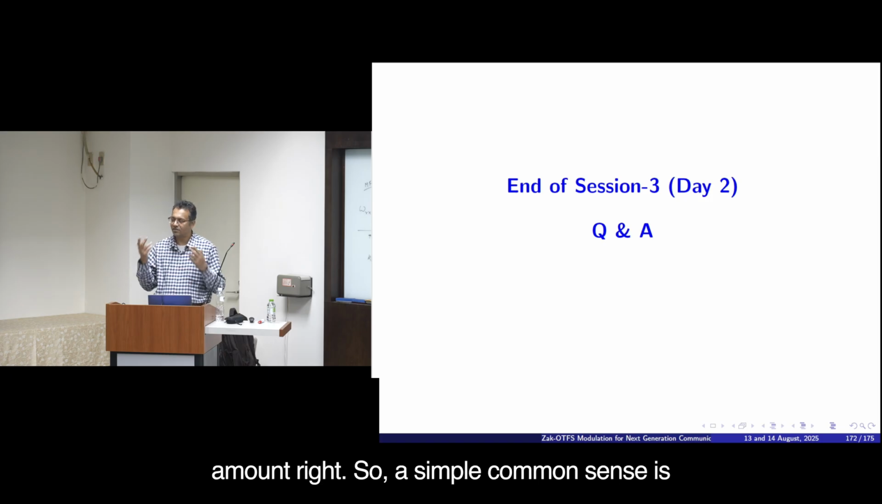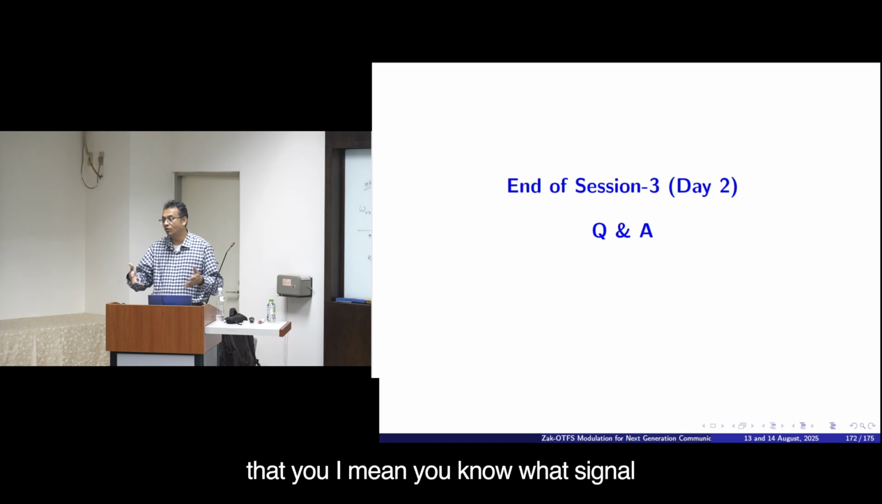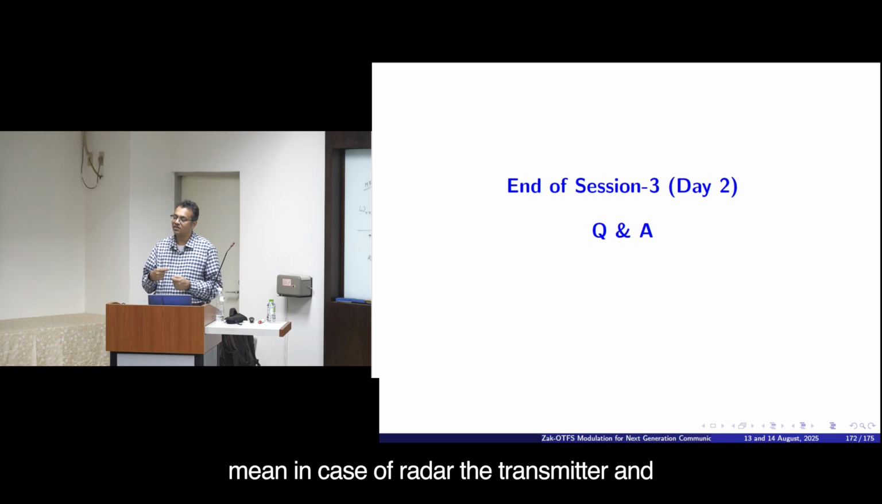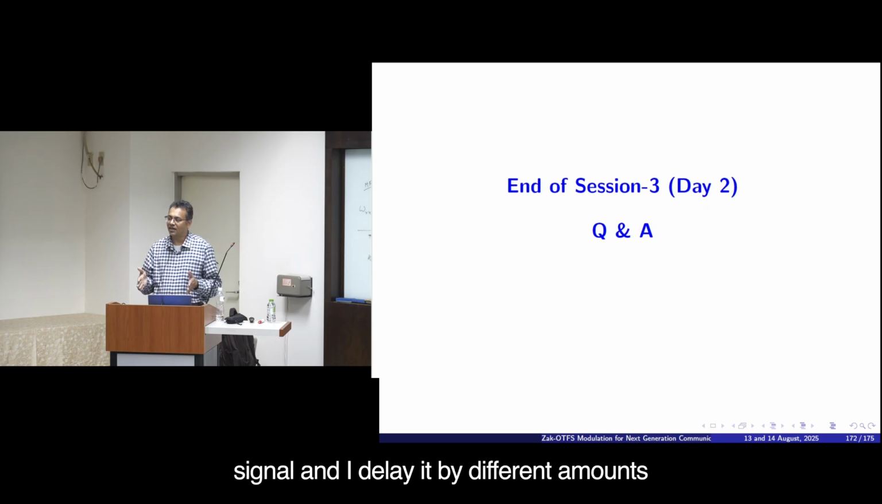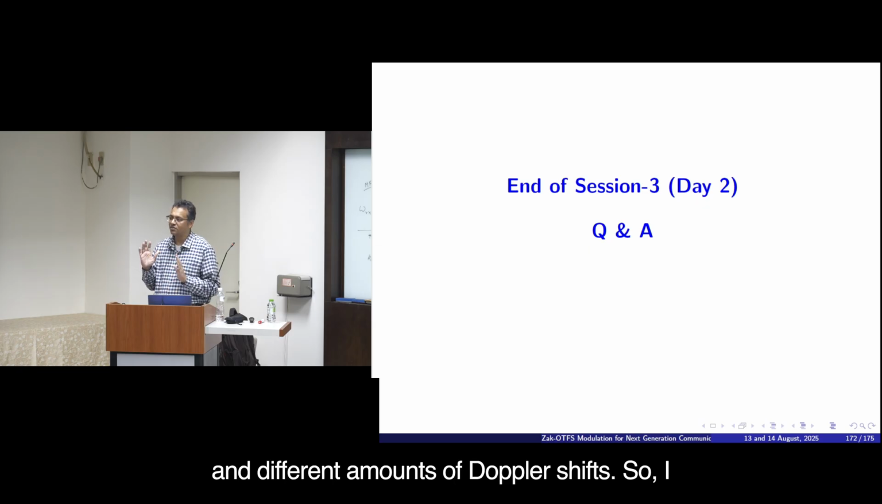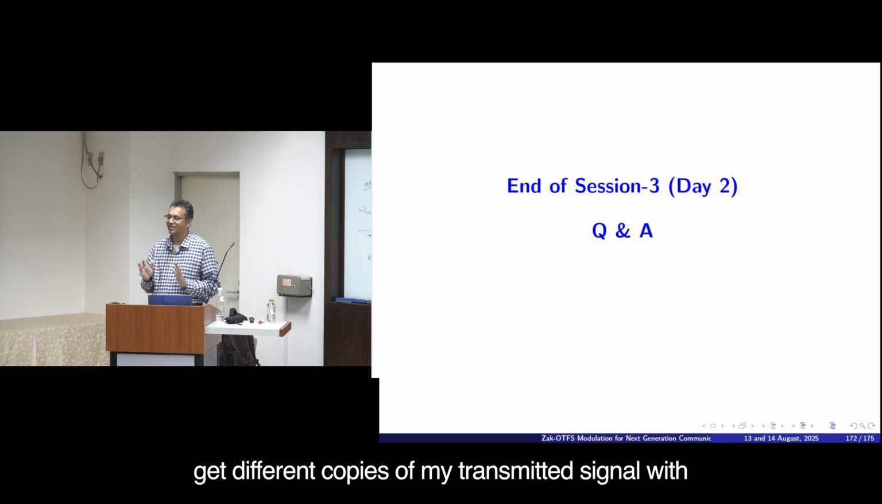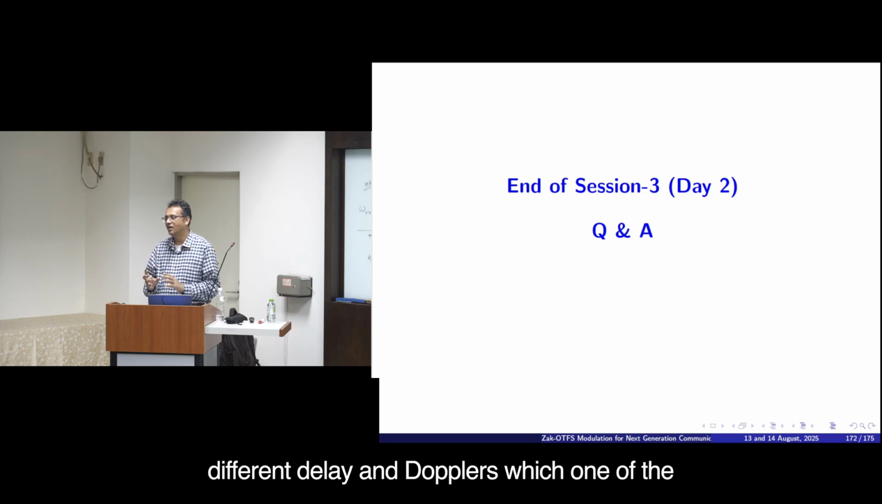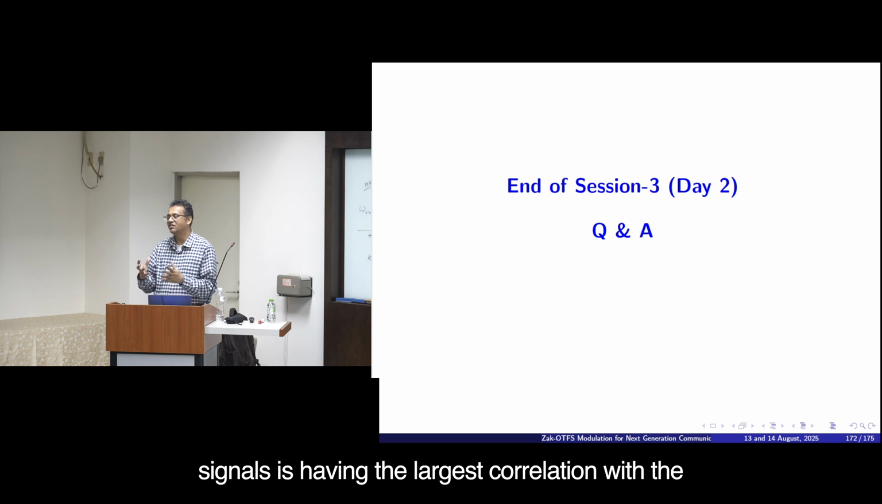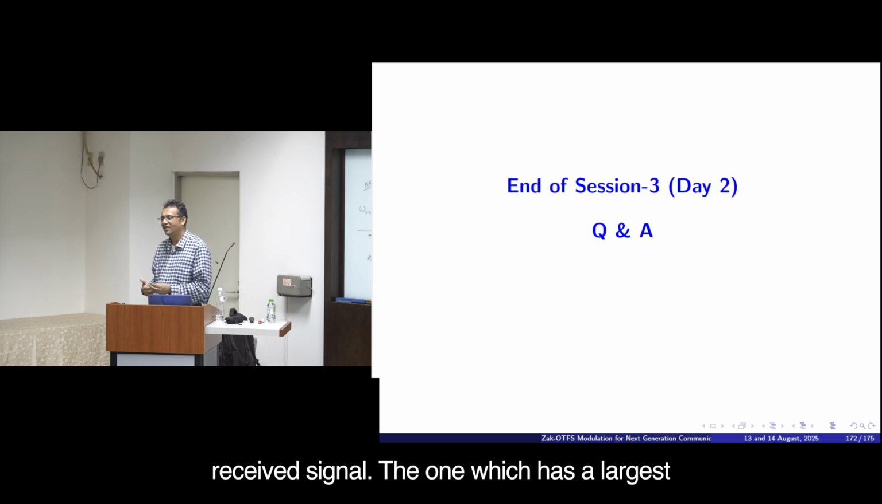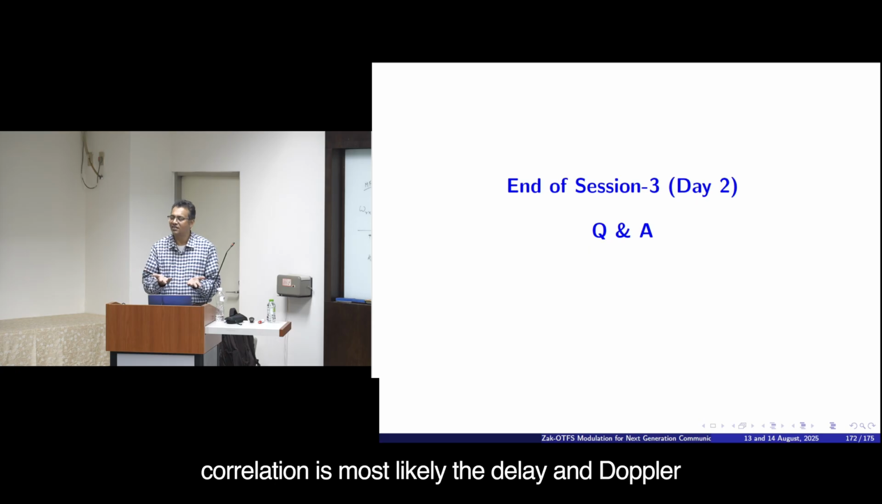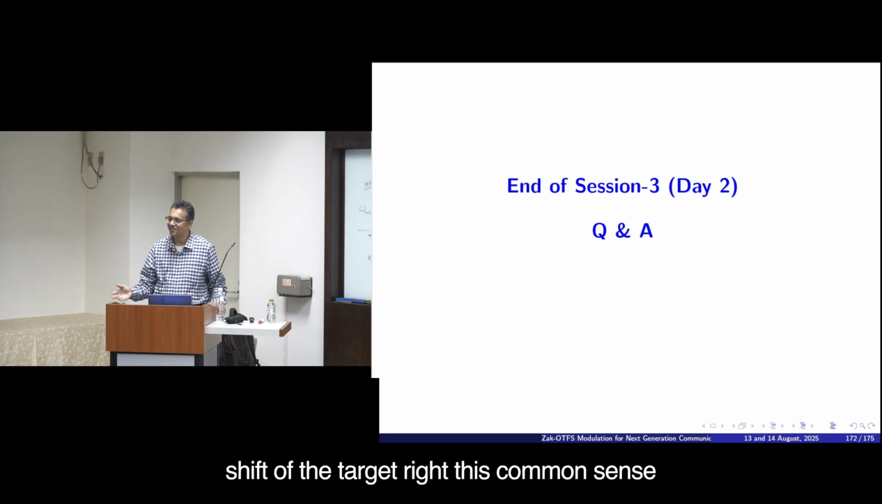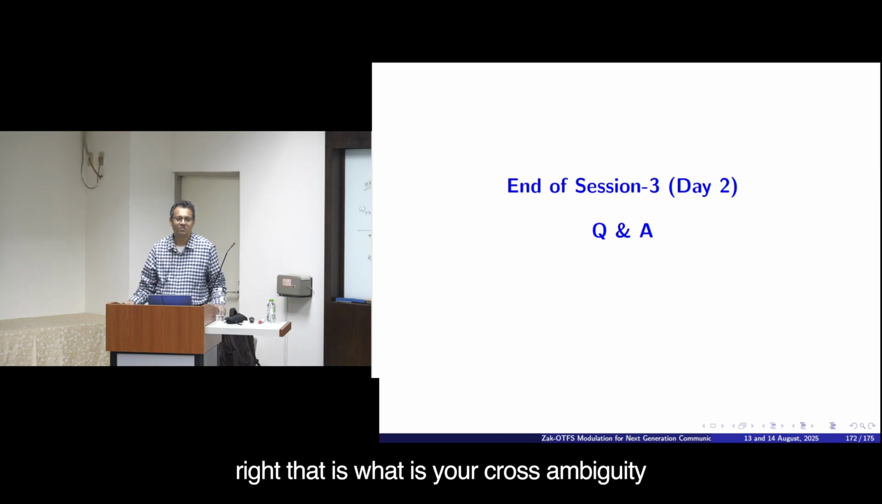So a simple common sense is that you know what signal you transmitted. In the case of radar, the transmitter and the receiver are the same thing. I transmit and I receive also, so I know what signal I transmitted. I take my transmit signal and delay it by different amounts and different amounts of Doppler shifts. So I get different copies of my transmitted signal with different delays and Dopplers. Which one of these signals has the largest correlation with the received signal? The one which has the largest correlation is most likely the delay and Doppler shift of the target. It's common sense. That is what your cross ambiguity is.